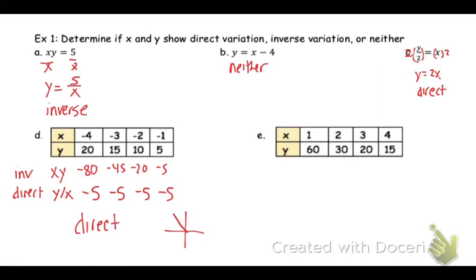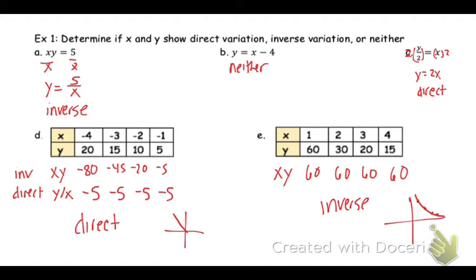All right, then let's look at this next one. If I start by doing x times y, every single time I get 60. So I don't even need to check the other option. This is an inverse variation. And again, look at your graph here. So 160, 230, 320, 415. It's going to follow that same pattern as well.